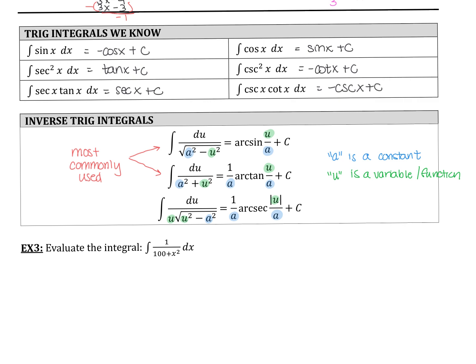So probably the most basic one would be something like the integral of 1 over 100 plus x squared dx. I'm going to rewrite this to be 1 over 10 squared plus x squared dx. And we can see that that fits the pattern of arctangent, where my constant is 10 and my function is just x. And so then this would be 1 over 10 arctan of x over 10 plus c. That would be the antiderivative.